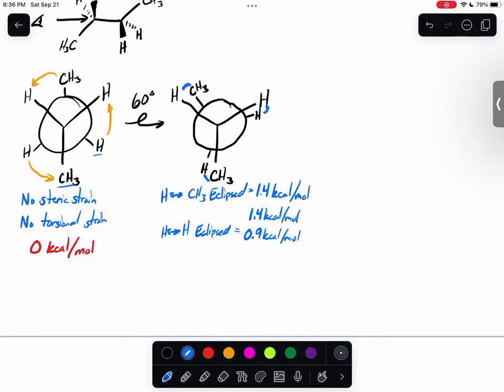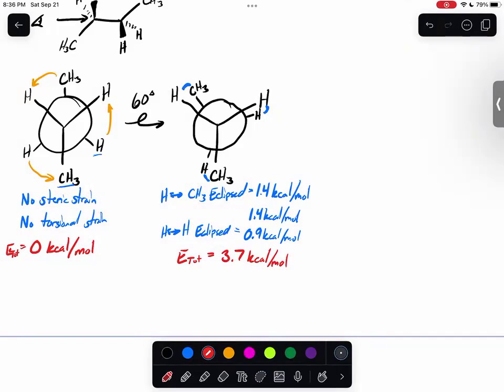So if we're looking at our total energy, right, we can label it as E total. We would see that that should come out to 3.7 kilocalories per mole. Right, so the difference in energy, because remember that the total energy for the conformer over here is zero, the difference in energy between these two is 3.7 kilocalories per mole.